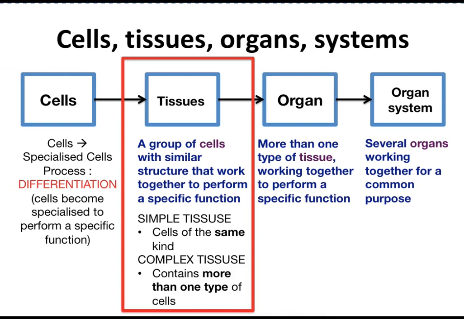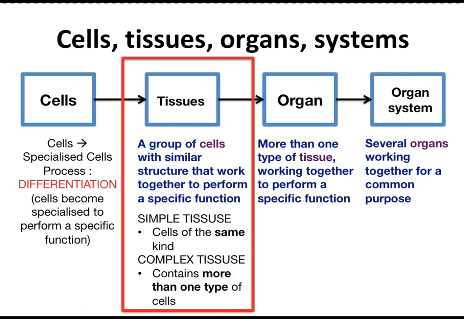Next, tissues. A tissue is a group of cells with similar structures working together to perform a specific function. There are two types of tissues: simple tissues and complex tissues. Simple tissues are cells of the same kind. This includes muscle tissues in humans, as well as epidermis in plants. Epidermis is a tissue used to cover stems, roots, and surfaces of leaves.